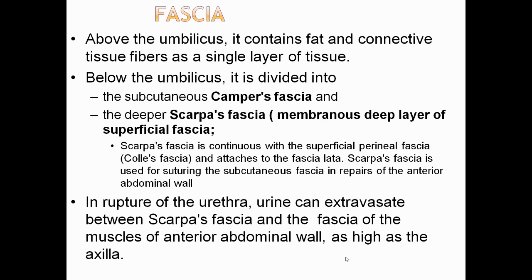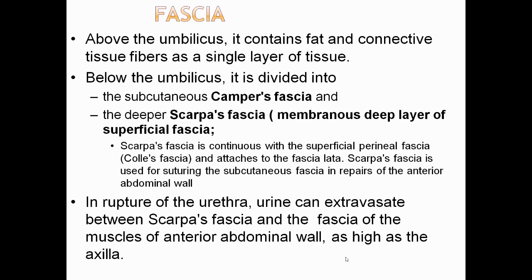Now we'll see the fascia. Above the umbilicus, it contains fat and connective tissue fibers as a single layer of tissue. Below the umbilicus, it is divided into two layers. One is the subcutaneous Camper fascia, and another is the deeper Scarpa fascia. Scarpa fascia is the membranous deep layer of the superficial fascia. Scarpa fascia is continuous with the superficial perineal fascia and attaches to the fascia lata.